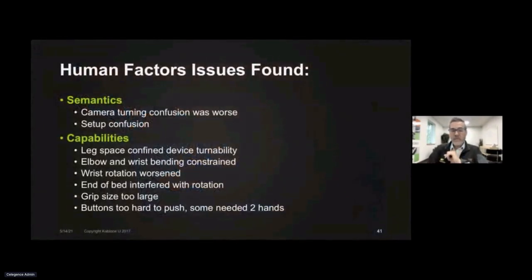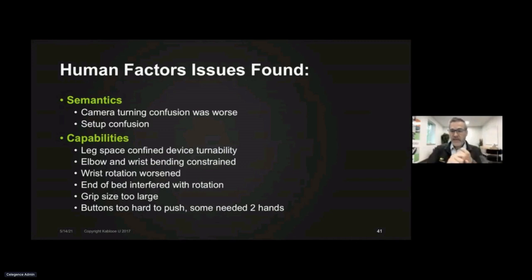Okay, so now in these formative studies, we're learning a lot of things, and this becomes more well documented. We have to test 6 to 8 users. We have to have a protocol that says what we're testing for, and then we have to see if what we're testing for was successfully completed in the test. Okay, but we discover more pain points, and that's what a formative study is for. So in this case, from a cognitive standpoint, camera turning confusion was worse. We came up with some solutions, and they became more confused about how this camera was going to work. When they were setting up the device, there were so many cords and complicated things to do, they got confused with their setup.